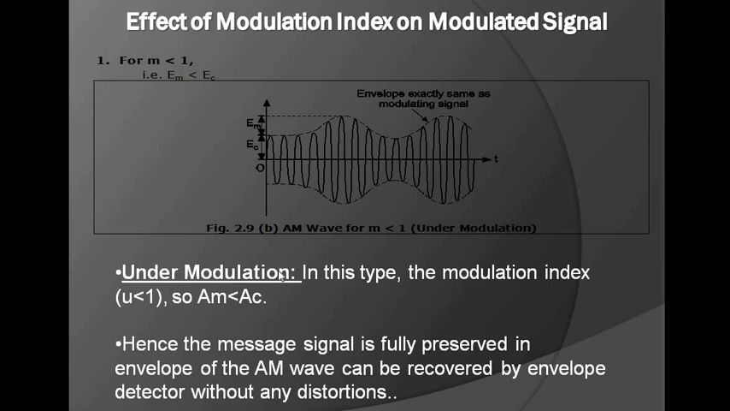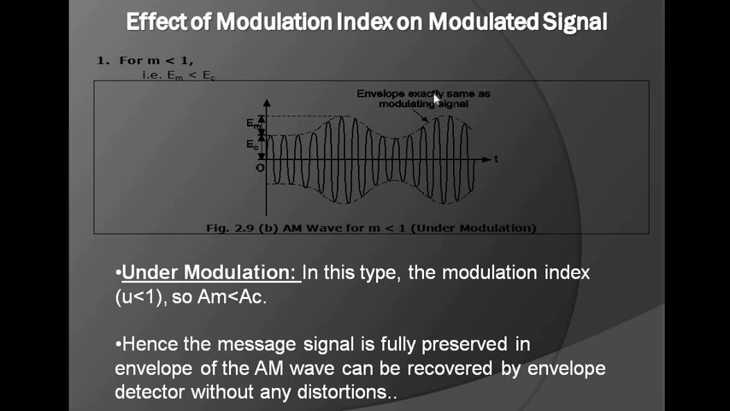What is under modulation? In this case, if the modulation index is less than 1, meaning the amplitude of your message signal is less than the carrier signal amplitude, then this kind of modulation is called under modulation. What is happening is that the modulation index is less than unity, so the envelope of your amplitude modulated signal does not reach the 0 amplitude. Here we have the 0 amplitude.